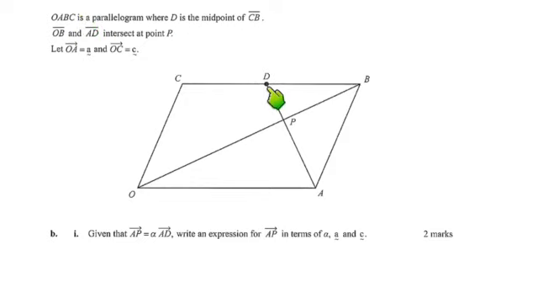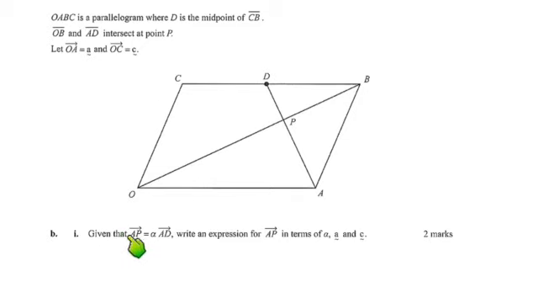So D is in the middle of this side here. OB and AD intersect at P, alright, got that. Let OA, this one, equal vector little a tilde, and this one here is little c tilde. This little wavy thing is a tilde, in case you didn't know.